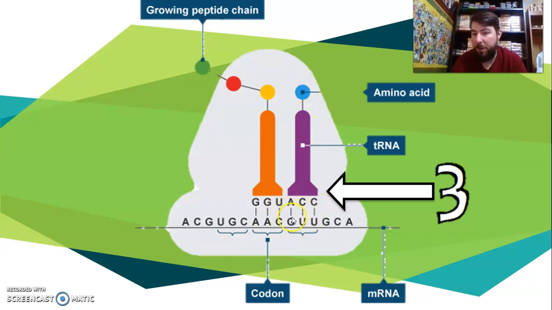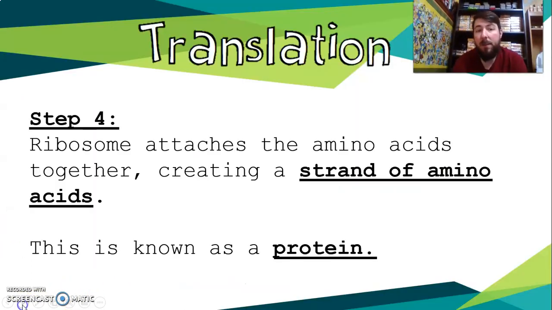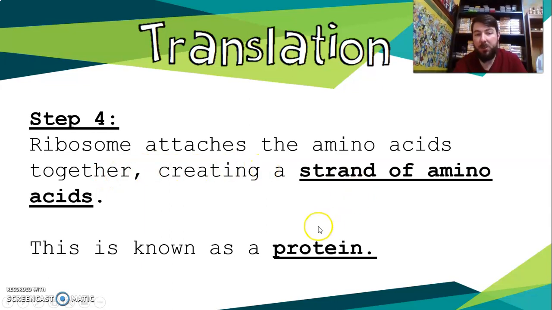So remember actually, this picture is a little bit off. G should be with C and A should be with U. This picture is backwards. Sorry about that. But yeah, so the tRNA brings back that amino acid. And then what happens is, like I said, the amino acids are going to connect together, creating a strand. And that strand is a protein. So that is what protein synthesis is.